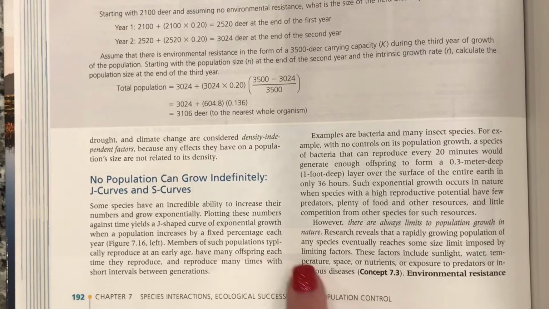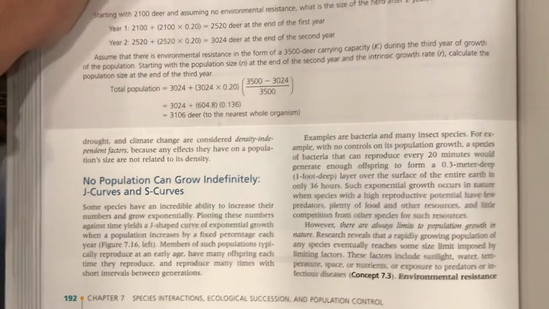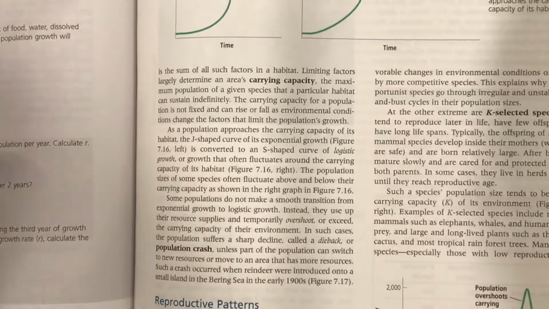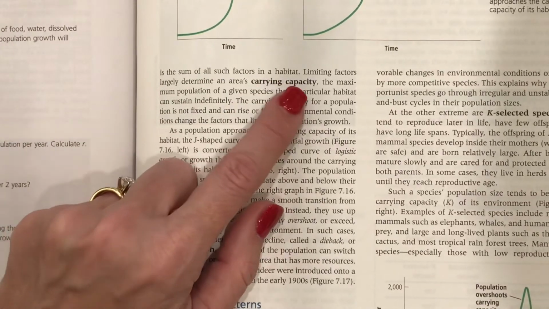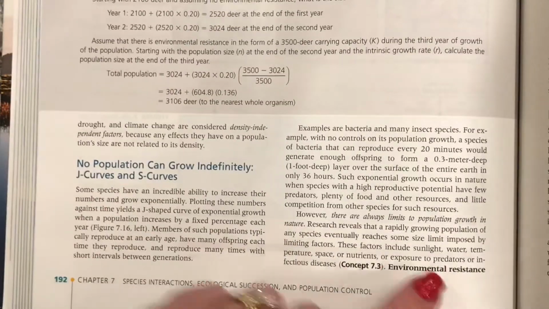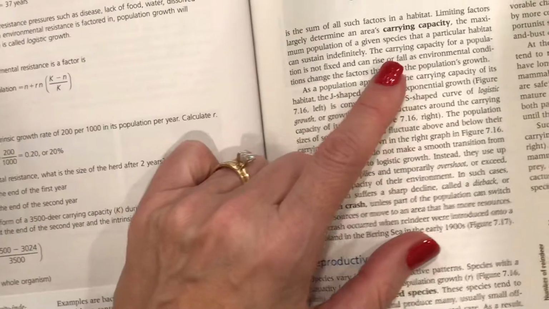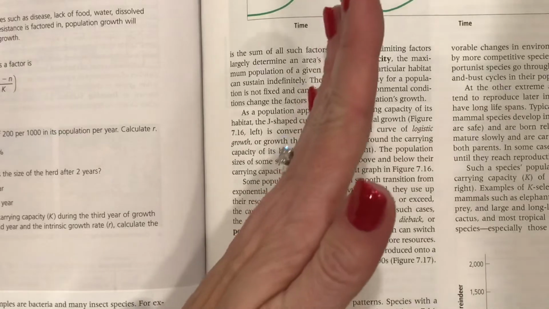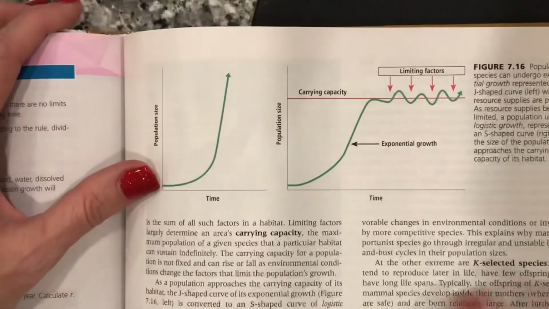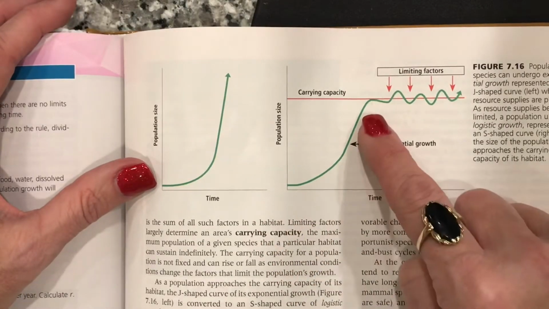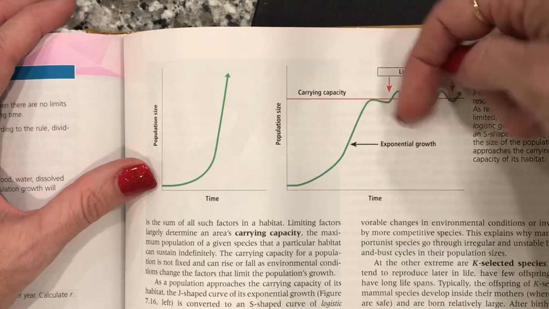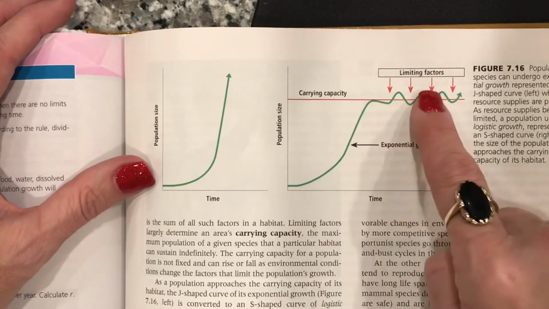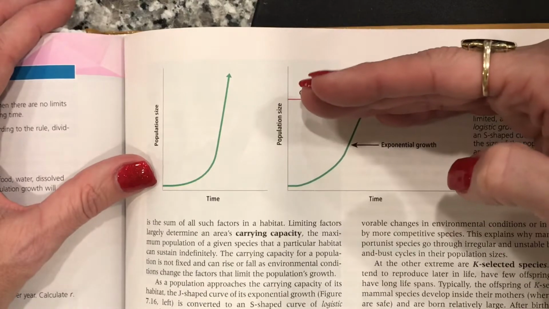So again, the name of the sum of all these factors, that's the limiting factors, and then what do we call all of them together? The sum is environmental resistance, and the combination of that biotic potential coming up against that environmental resistance is what determines the carrying capacity. So again, you have this exponential growth of the population that is diametrically opposed to those limiting factors that lead to the carrying capacity. Remember again, this line is not fixed.